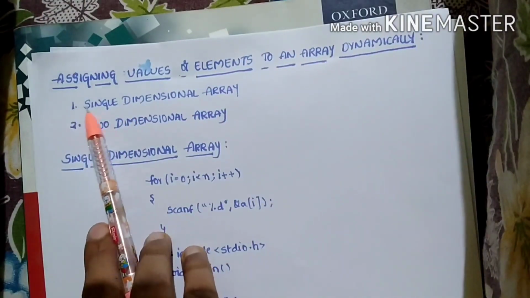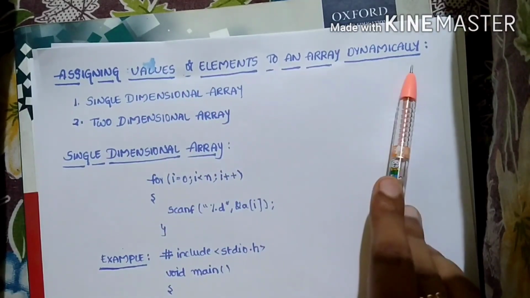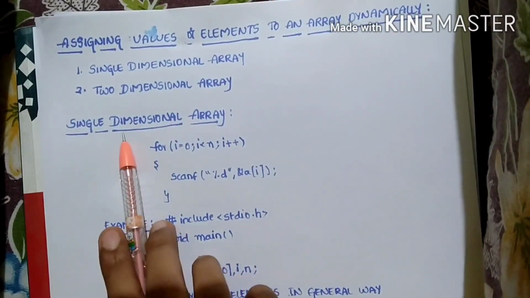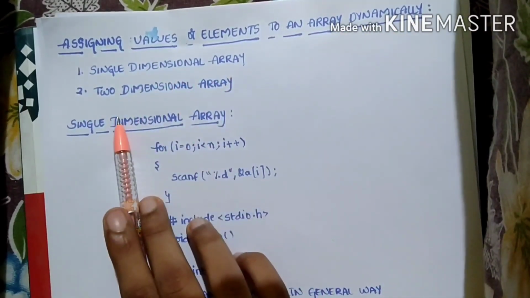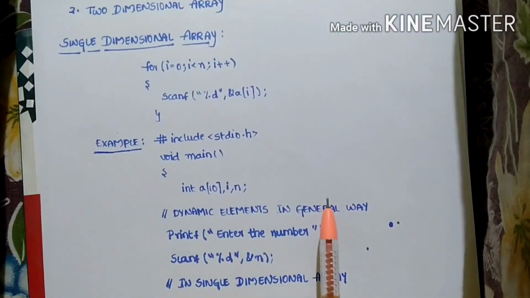Now we'll come to assigning values or elements to an array dynamically. It is done in two ways, single dimensional and two dimensional. Let's get into single dimensional first.